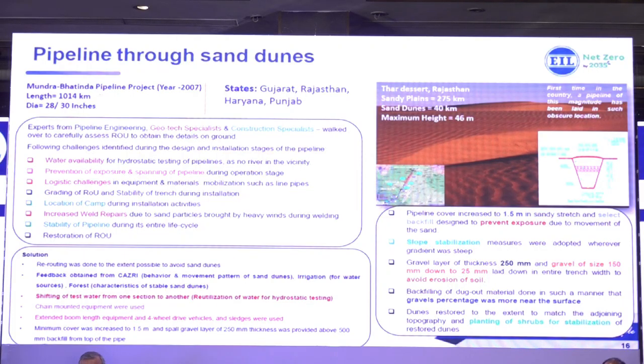Suppose there are no roads. So how is transportation to be done? What type of equipment is to be used for construction of the pipeline? And how is water to be transported or sourced for hydro testing? Accordingly, we found out what the constraints were and what their solutions were. Accordingly, we did this pipeline.